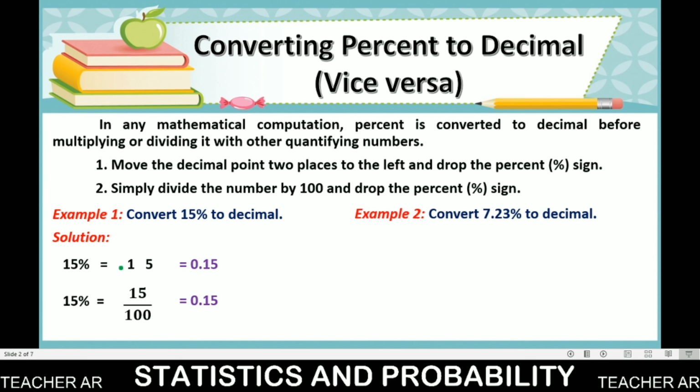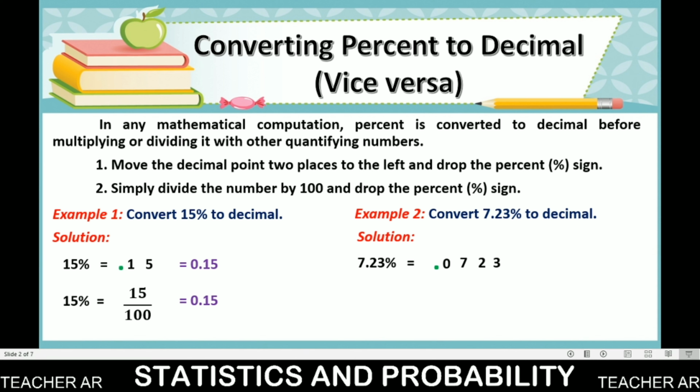So we have here example number 2. Convert 7.23% to decimal. Okay, for the solution, 7.23. The decimal point is located between the 7 and 2. Okay, so let's move the decimal point two places to the left. 1, since there's no number before the number 7, let's add 0, and 2. Move the decimal point two places to the left.